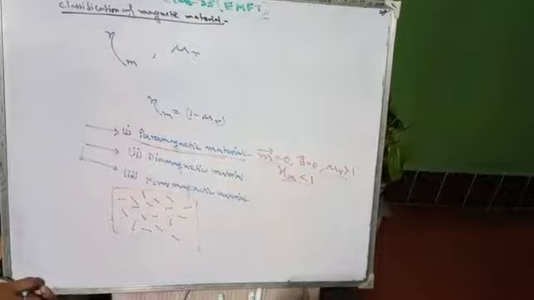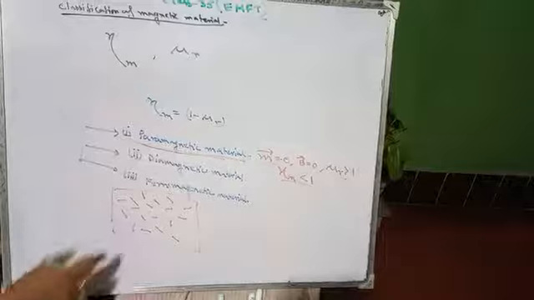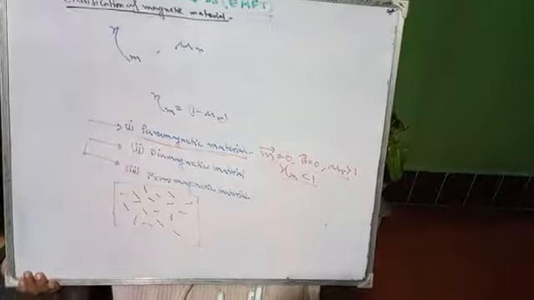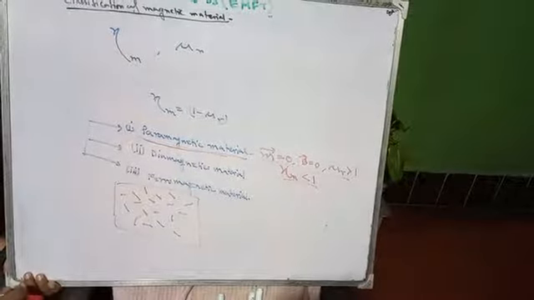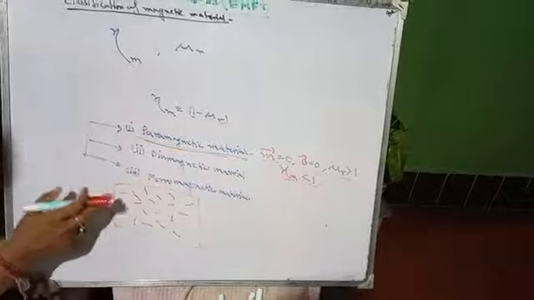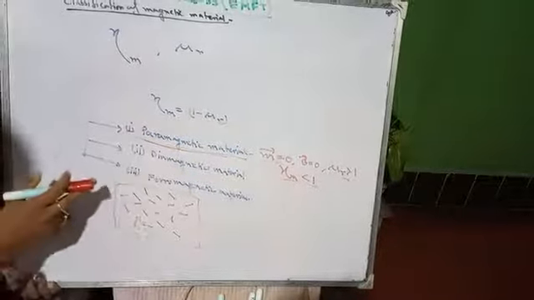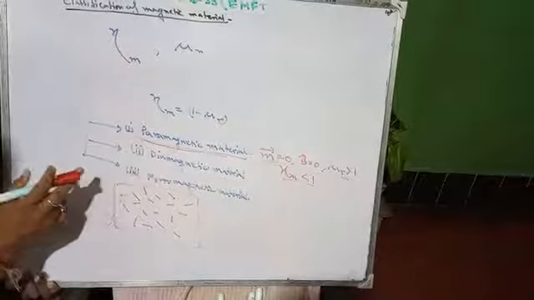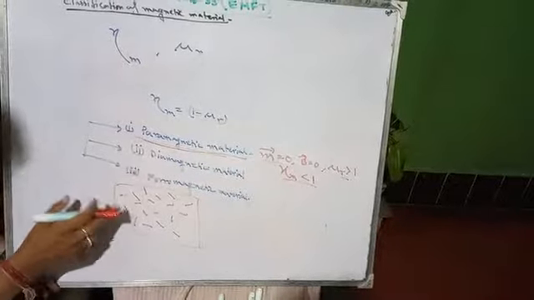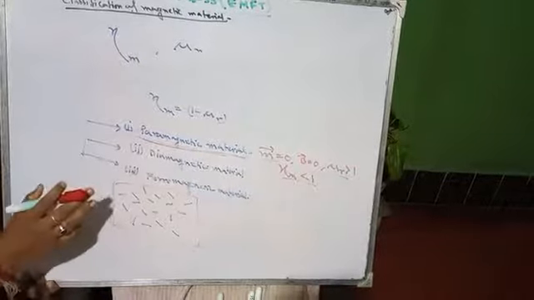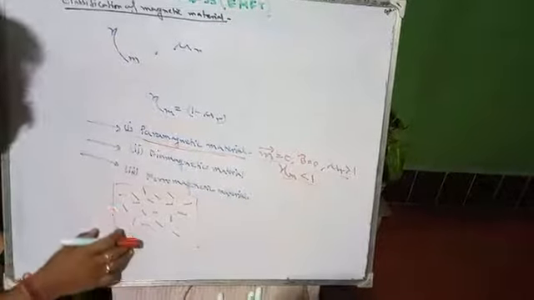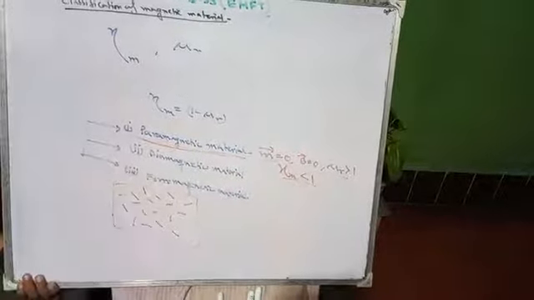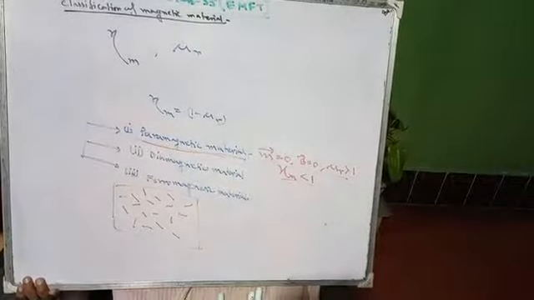What is the example of this paramagnetic material? Air, platinum, tungsten, potassium, aluminium, chromium, palladium, copper sulfate, etc. These are all paramagnetic materials. Next, we will move into the diamagnetic material.